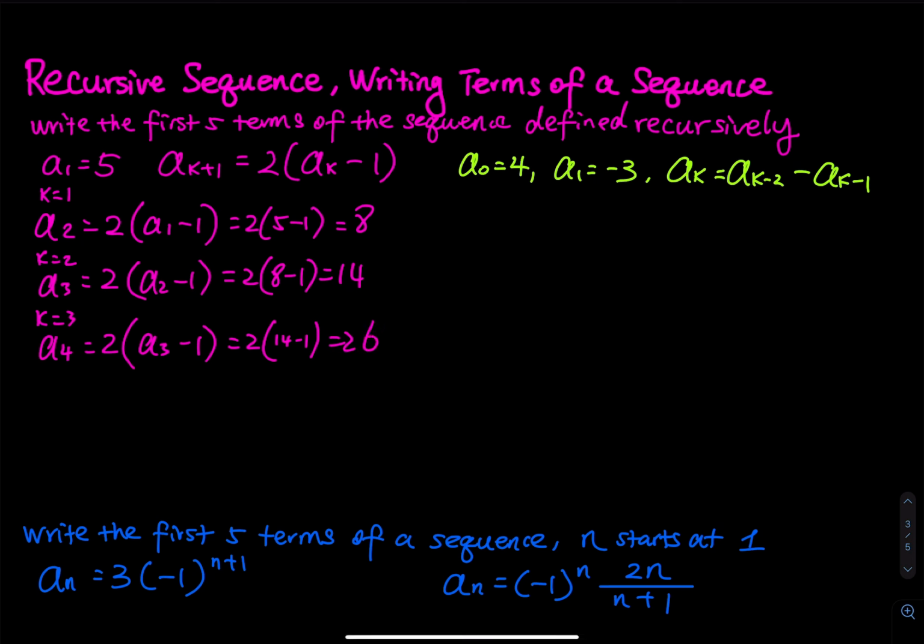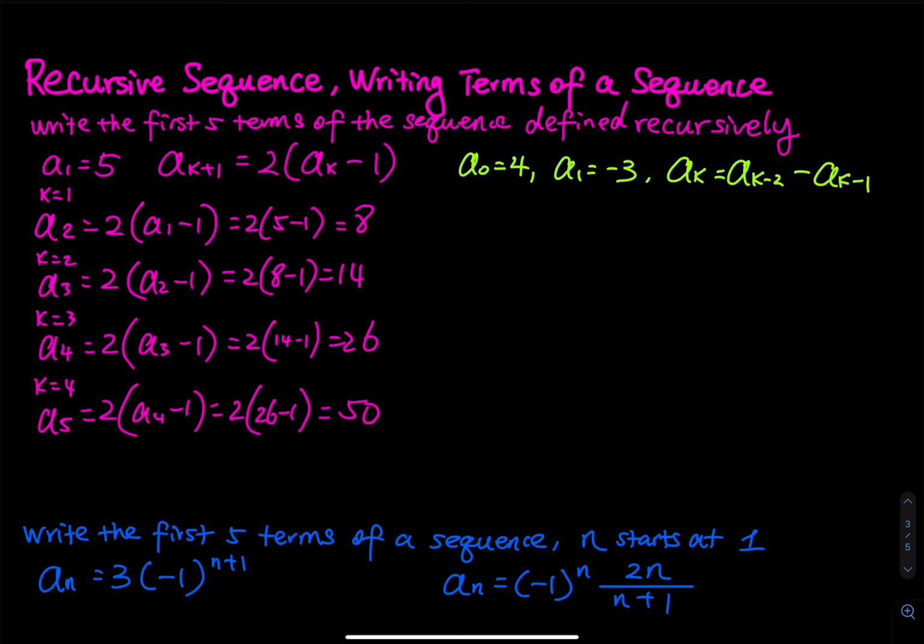And then how about k equals 4? So k equals 4, we have a5, that is equal to 2 times a4 minus 1, which is 2 times the previous value, 26 minus 1, 2 times 25 is equal to 50. So we have a of 1, a of 2, 3, 4, and 5. So that is the first 5 terms.